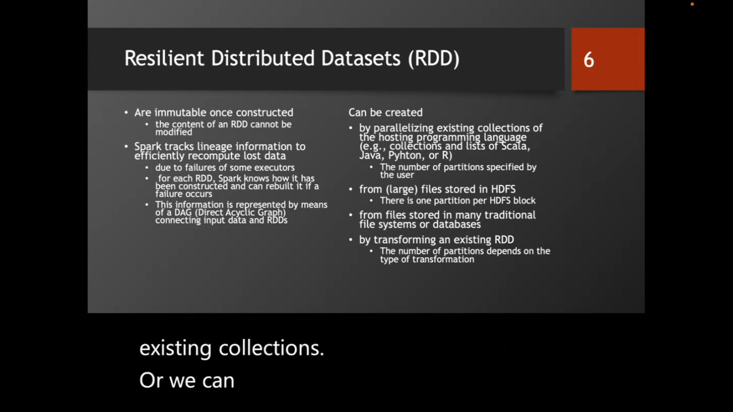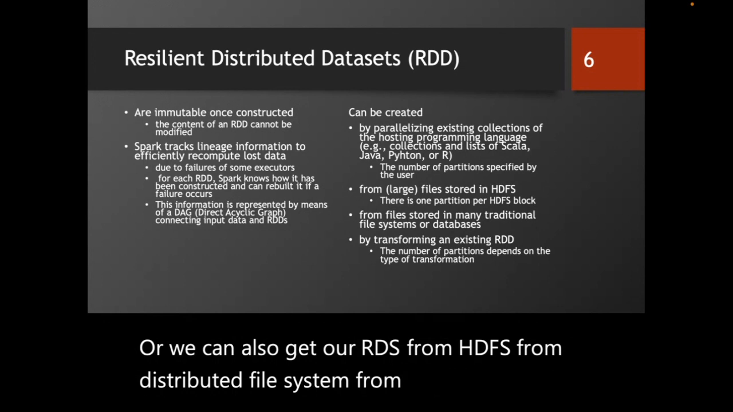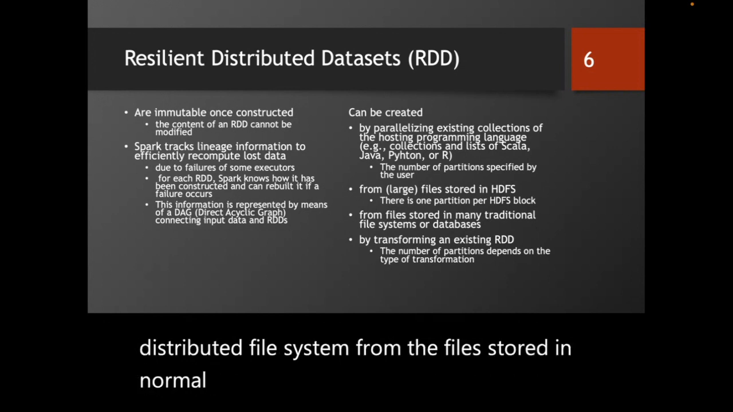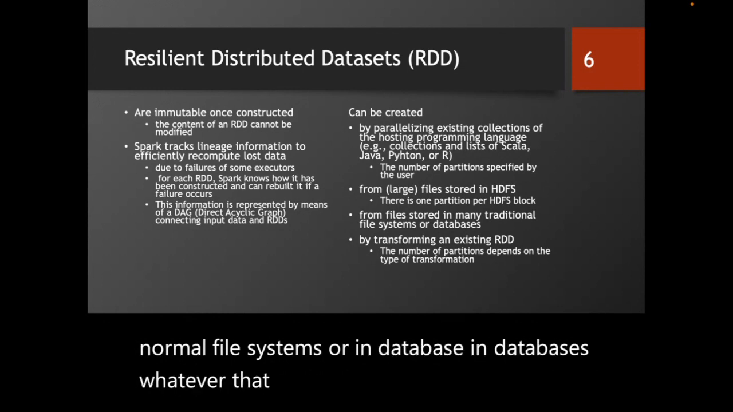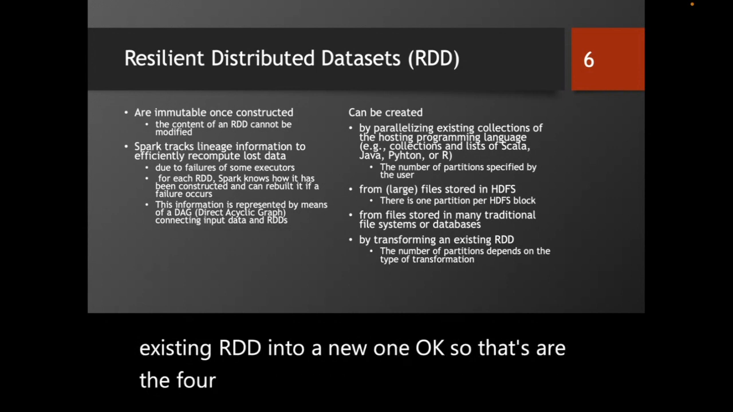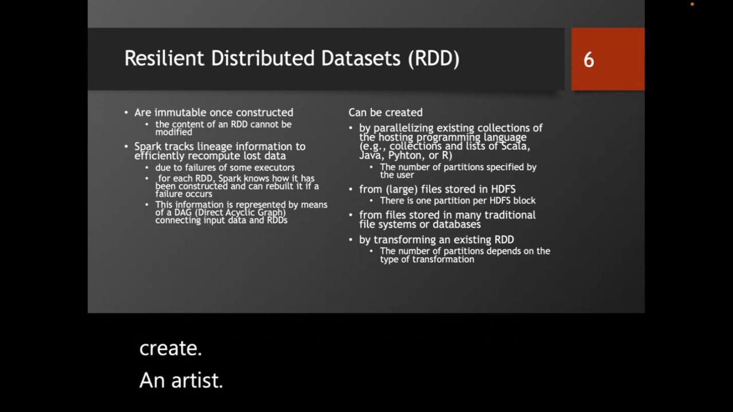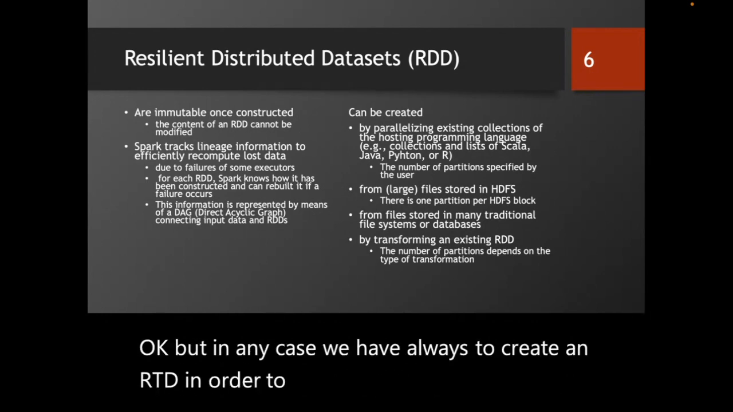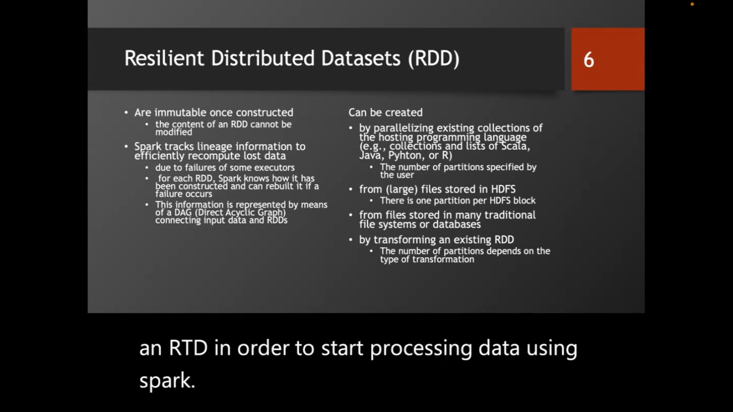Or we can also get our RDDs from HDFS, from a distributed file system, from files stored in normal file systems or in databases, or by transforming an existing RDD into a new one. Okay, so these are the four manners that we can use in order to create an RDD. In any case, we always have to create an RDD in order to start processing data using Spark.